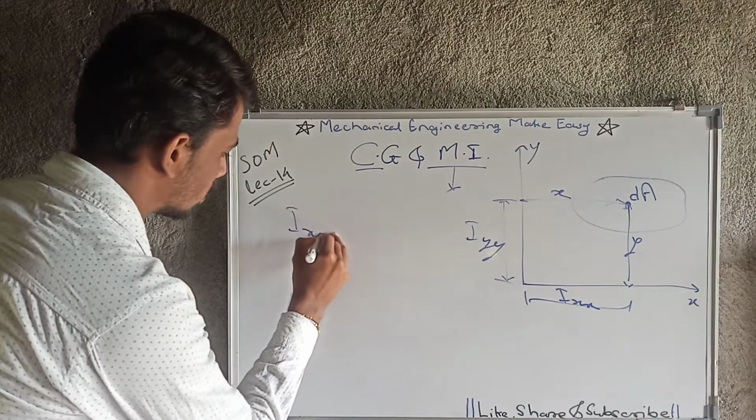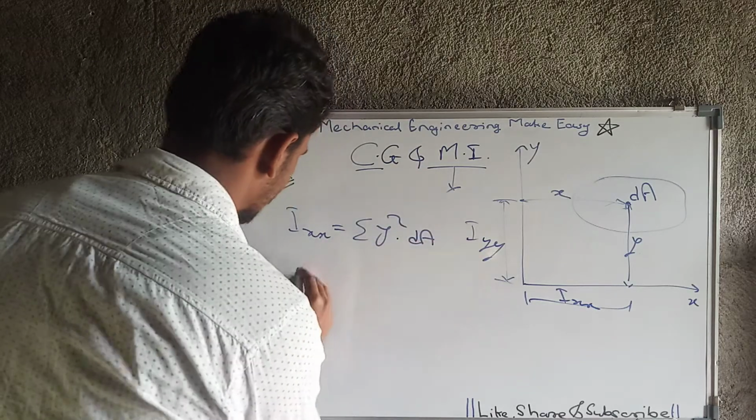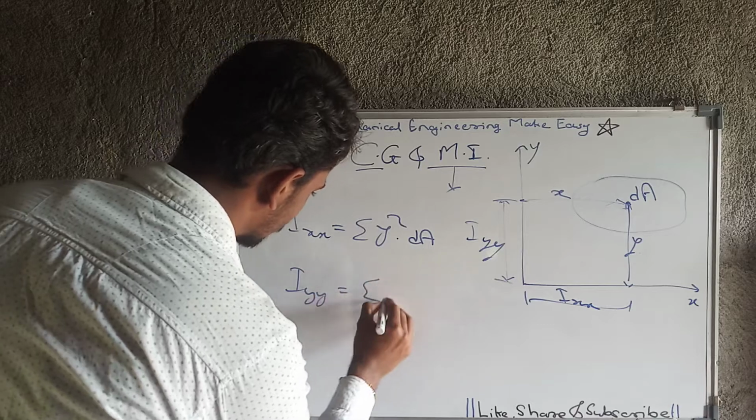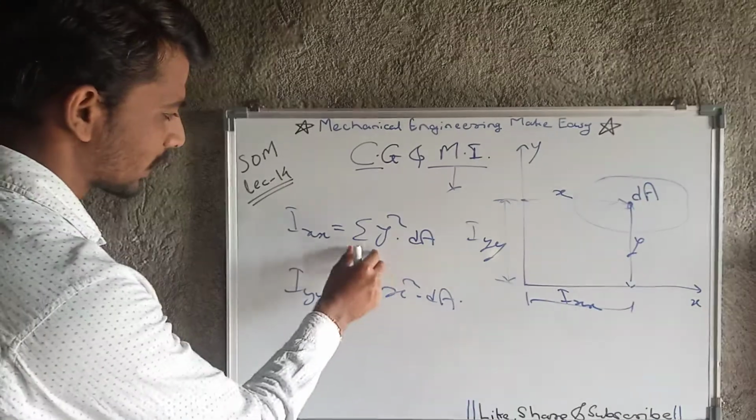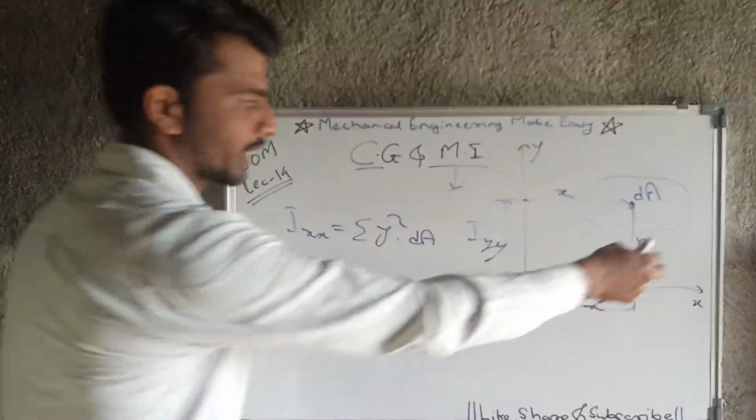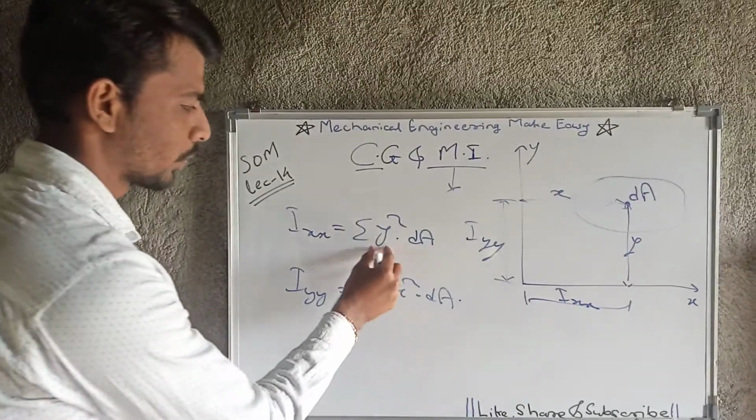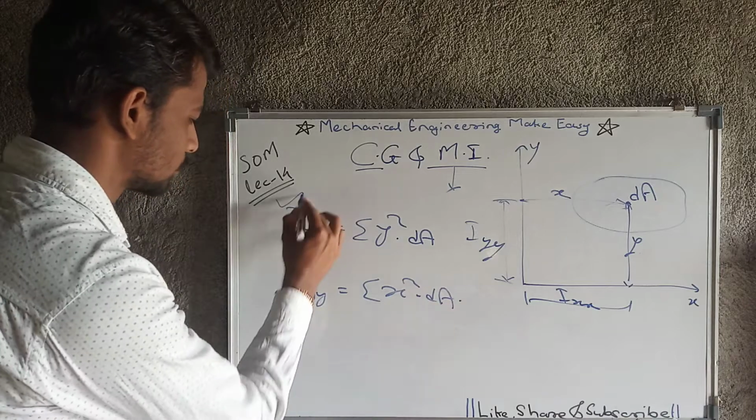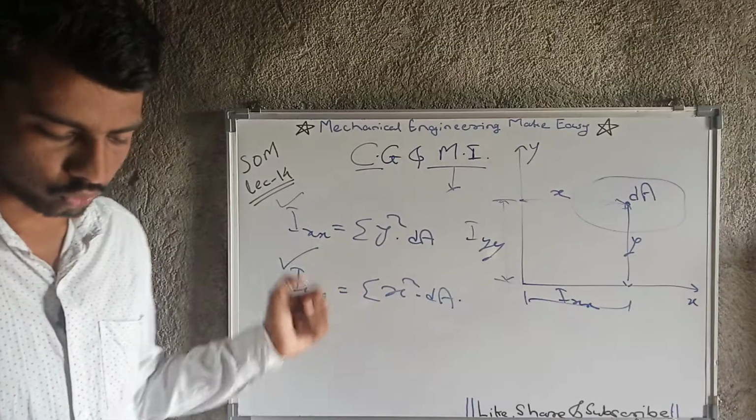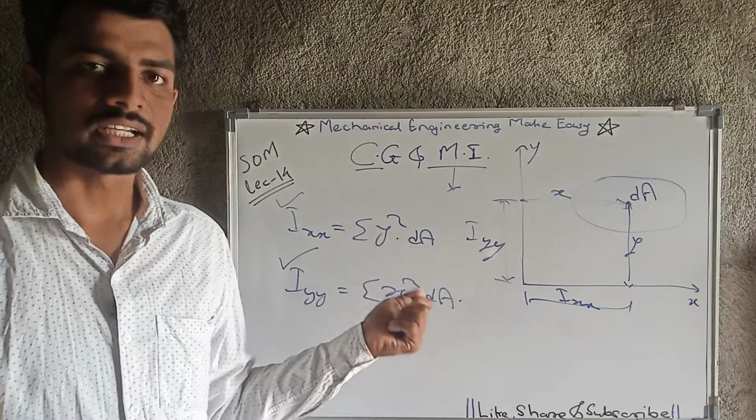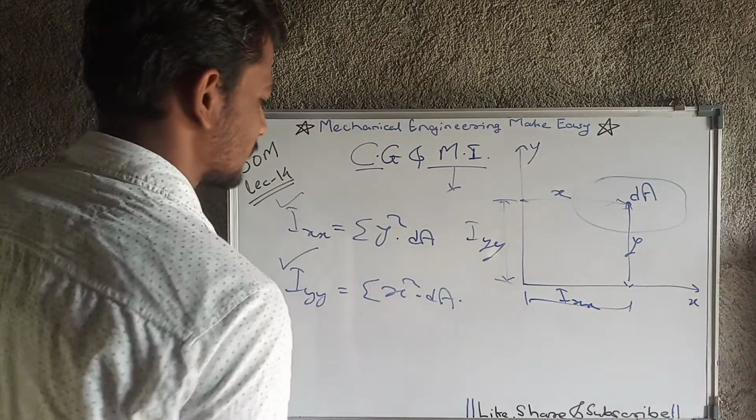So Ixx is equal to summation of y square into dA, and Iyy is equal to summation of x square into dA. Summation of x square and y square means we need to take all the points into consideration and do the summation of y square dA and x square dA. So this will give us the value of Ixx and this will give us the value of Iyy. Note down these two formulas, and if you have any confusion, you can ask me in the comment box. Then we will move towards the next concept.